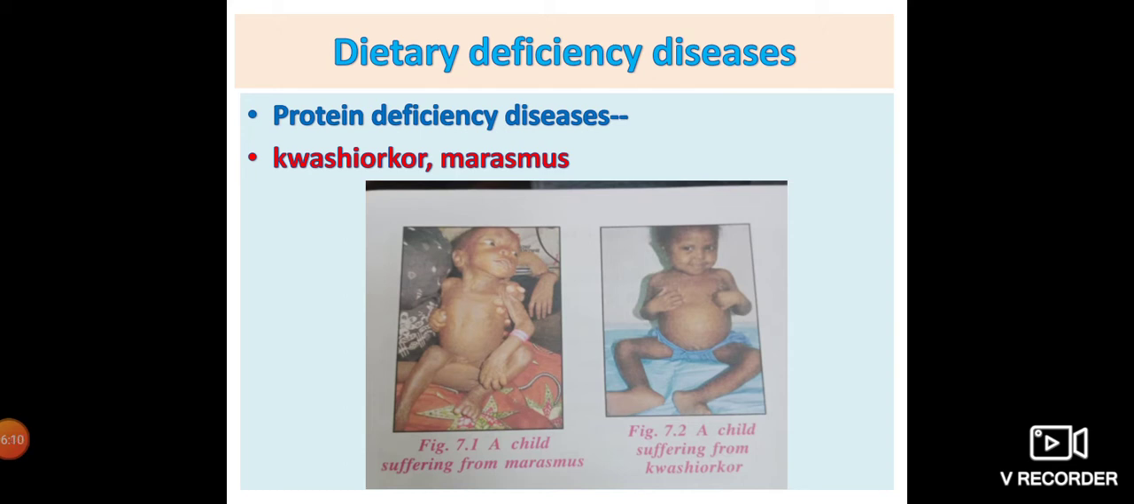In this picture, the children who are suffering from protein deficiency diseases, that is suffering from marasmus and kwashiorkor, are given. This shows a deficiency of protein which results in marasmus. And in the second picture, it shows a deficiency of protein in a child suffering from kwashiorkor. So the two diseases which are caused due to deficiency of proteins are marasmus and kwashiorkor.